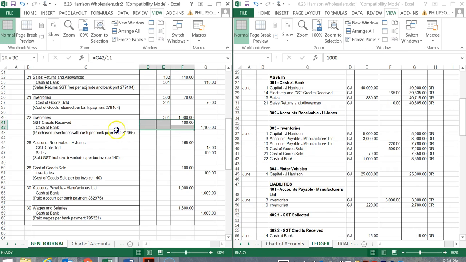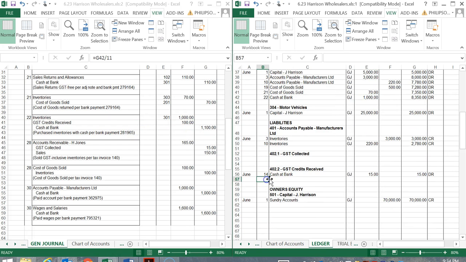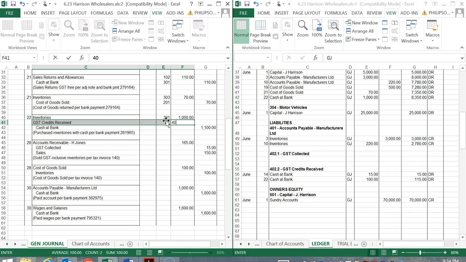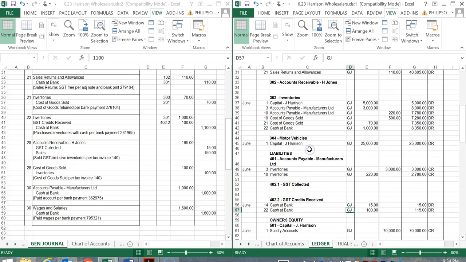Okay. GST credits received. Debit $100. So we're on the 22nd. Debit 100. So we're adding it to our existing debit balance, and our particulars from the other side of the journal entry, again, cash at bank. Folio 402.2. Okay, and then 1100 credit to our cash at bank account.